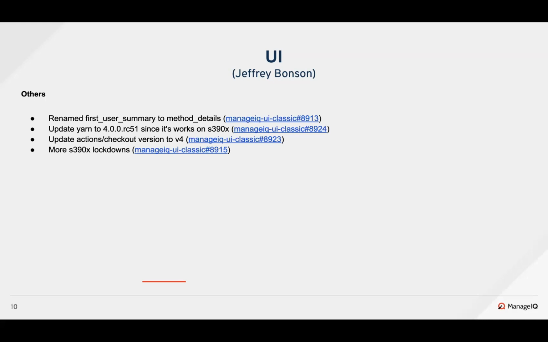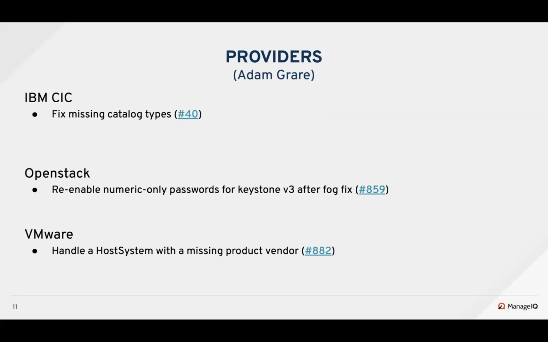And the last PR is from Joe, aimed at adding more package lockdowns. This is done to prevent ES Abstract 1.22 from being installed in the S390X environment due to compatibility issues when running it under Yarn 1. Additionally, the PR introduced array include in the package.json file. That's all from the UI side. Over to Adam. Thanks, Jeffrey.